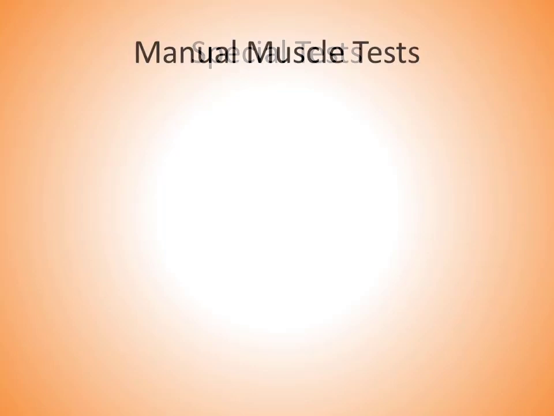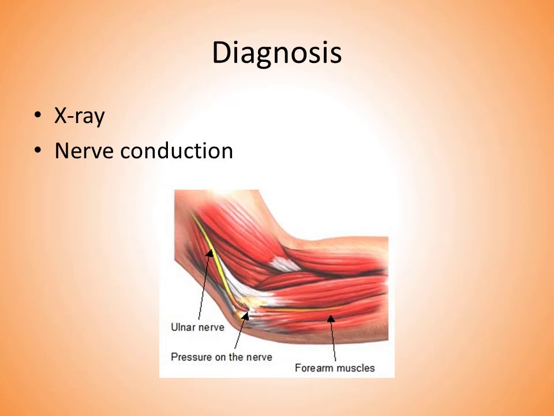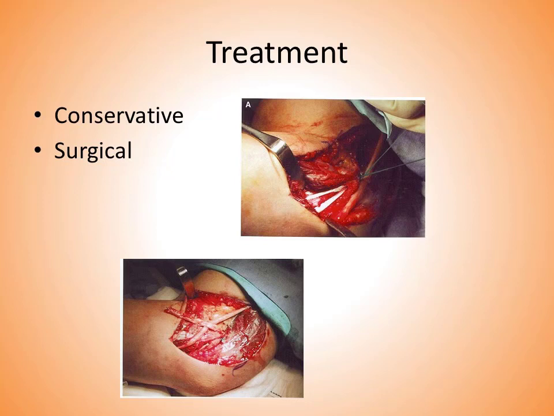During manual muscle testing, you will find that grip strength is weak. Neurovascularly, you will want to check the ulnar nerve distribution. Diagnosis may be through an X-ray or an EMG. There also may be a nerve conduction test. Treatment is generally conservative. However, for those who do not respond to conservative treatment, surgical treatments will be considered.